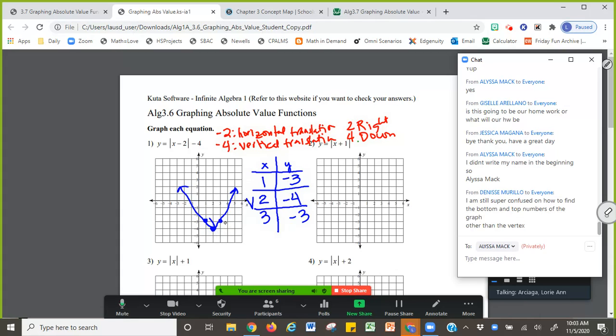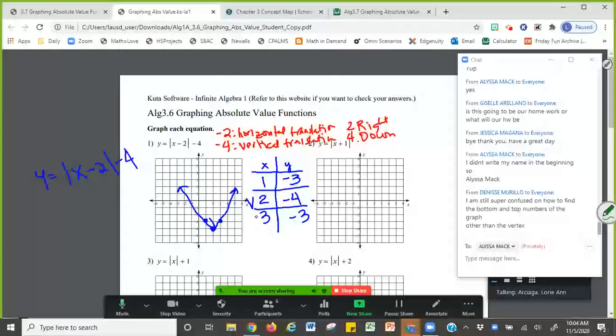So once you find the vertex, right? This one, the x value will be the number immediately to the left and to the right. So for example, if the vertex is 2, right? The one to the left is 1, and then the number to the right is 3. Okay? So now what do you do with those two numbers? So once I've found those two numbers on the left and on the right, I substitute them in the function |x minus 2| minus 4.